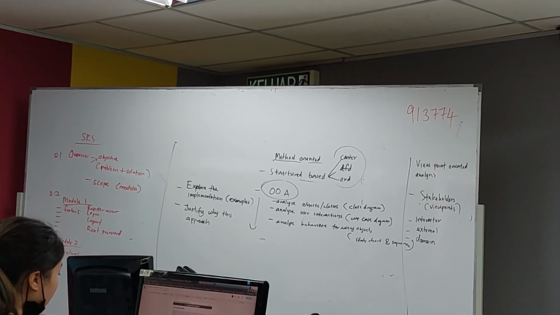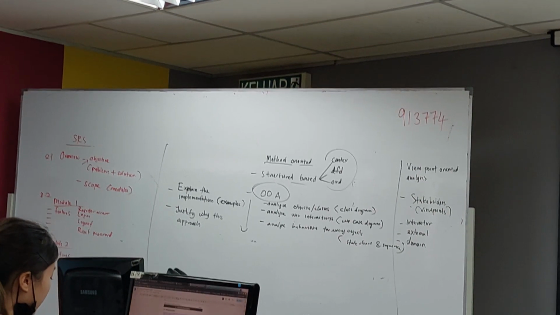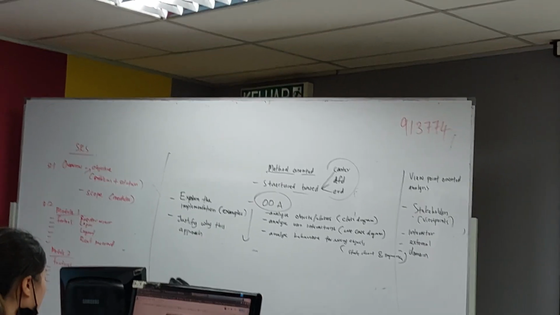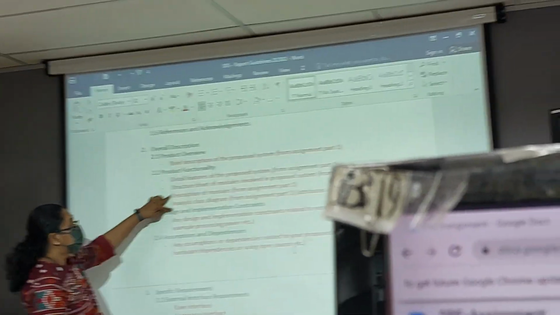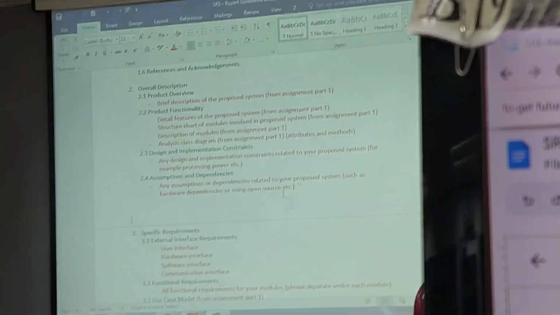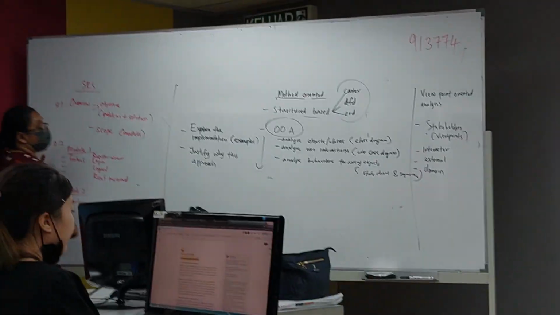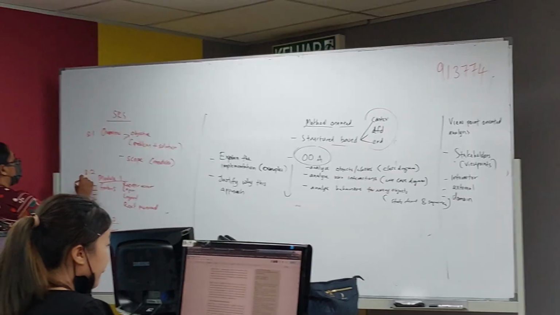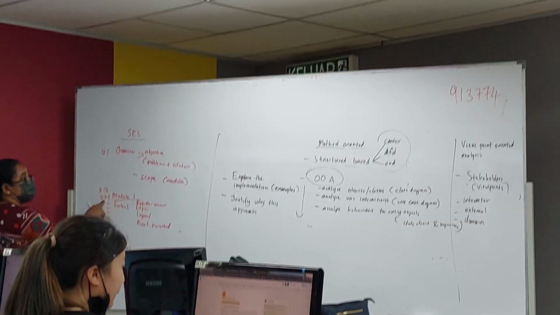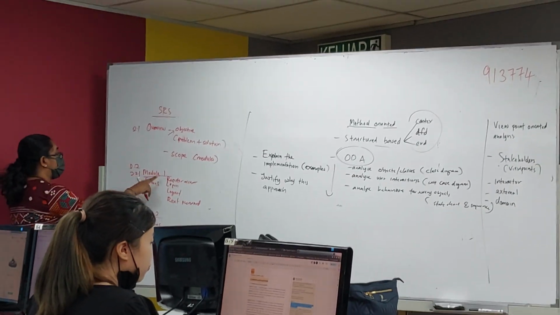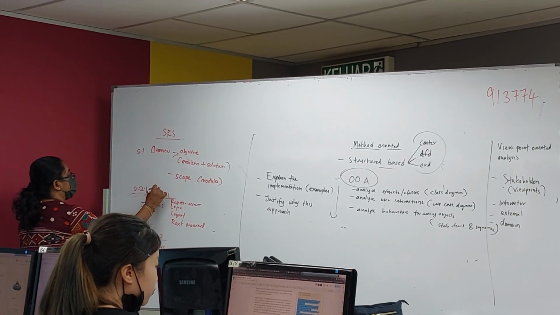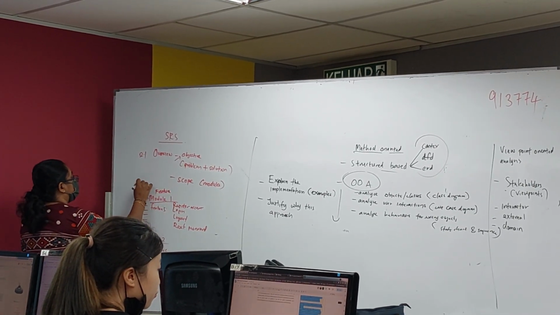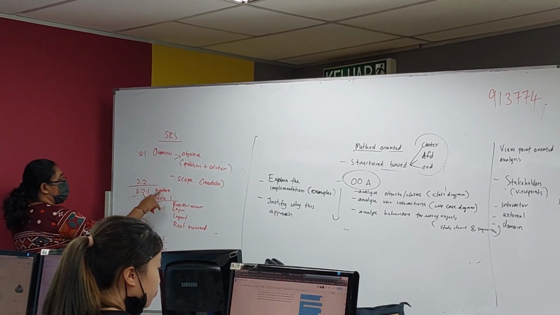Okay, then design and implementation of constraints. Product functionality structure chart of the module. Then description of the modules. We are talking about 2.2. 2.2.1 is features.